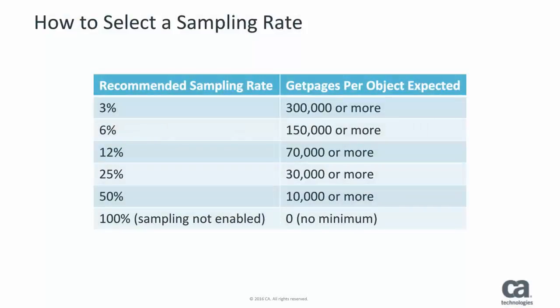You can select a sampling rate of 3, 6, 12, 25, 50, or 100%. A minimum number of Getpages must occur per database, table space, table, index, dataset, and dataset extent during an interval to ensure accuracy. For example, if you expect 70,000 or more Getpages, select 12%. At that sampling rate, 1 out of every 8 Getpages is captured. You can estimate the number of Getpages that will occur by reviewing your historical collection data. Notice that when you select 100%, sampling is not enabled and all Getpages are captured.